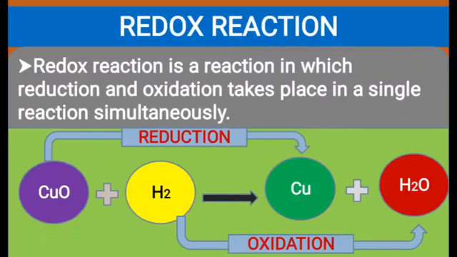Look at this example: copper oxide plus hydrogen gives copper plus H2O. Here, copper oxide is reduced to copper. It undergoes reduction. Hydrogen is converted into a water molecule. Here it gains oxygen and this is an oxidation reaction. So in a reaction, when both reduction and oxidation take place simultaneously, it is called a redox reaction.